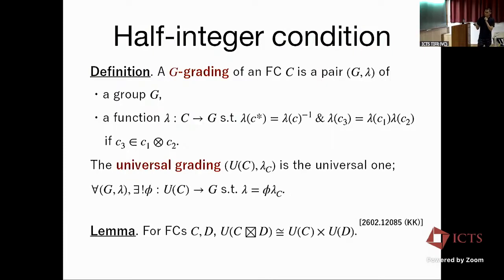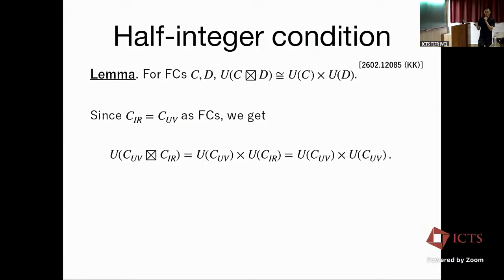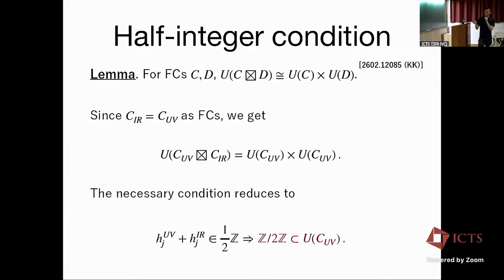And you can prove this small lemma. If you take two fusion categories, C and D, the product fusion category has the universal grading U_C times U_D. We are interested in the universal grading of this product symmetry, and then you can compute it as U_C_UV times U_C_IR. And we know this just from the UV and IR symmetry. So the necessary condition reduces to this one.